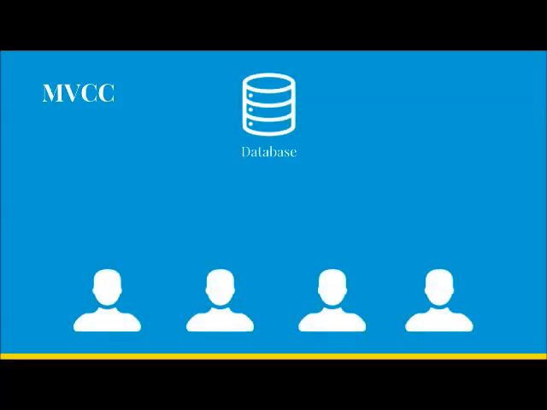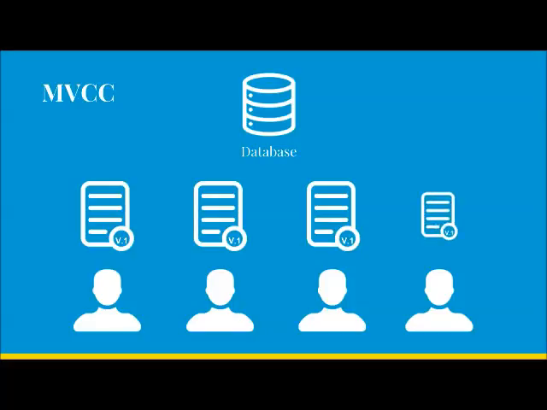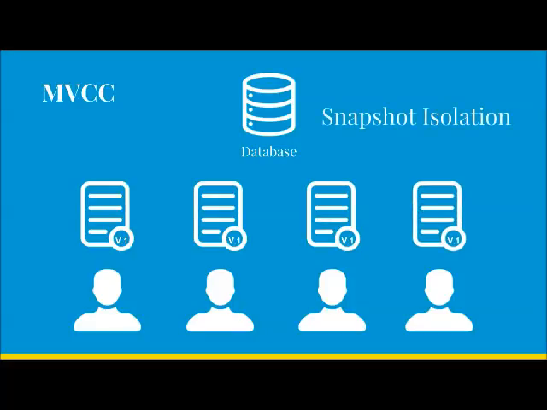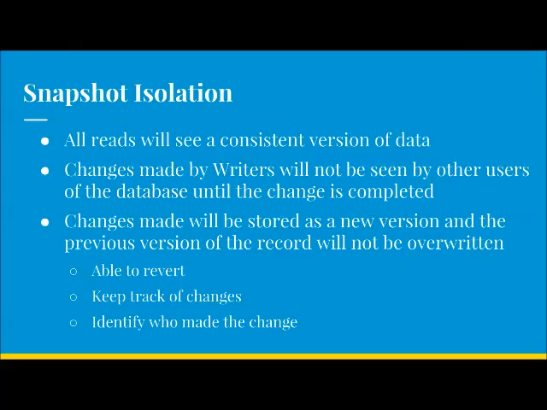So, MVCC takes a different approach whereby each user connected to a database sees a consistent version of the data at a particular instant of time. This method is called snapshot isolation. Any changes made by a writer will not be seen by any other users of the database until the changes have been made. This allows readers to continue reading while not preventing writers from writing.